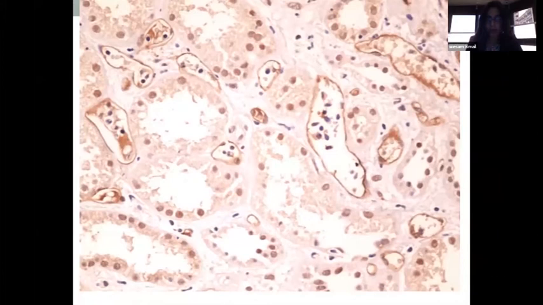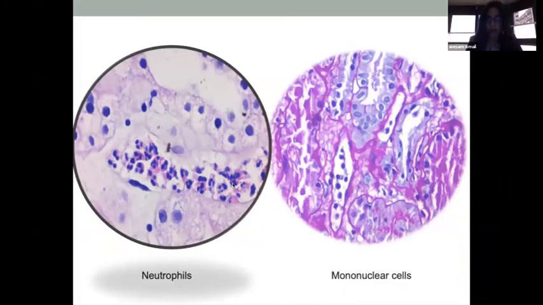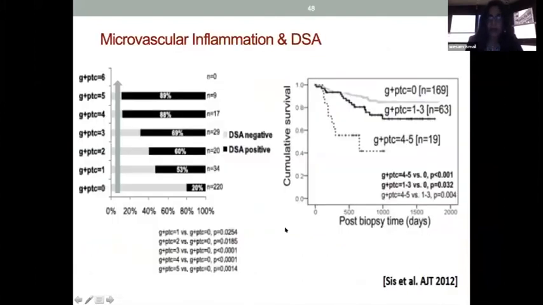Again, peritubular capillaritis. You can see here neutrophils and mononuclear cells. So peritubular capillaritis and glomerulitis strongly correlate with DSA. As you can see here, the higher the G and PT scores, or the microvascular inflammation score, the higher the incidence of DSA.